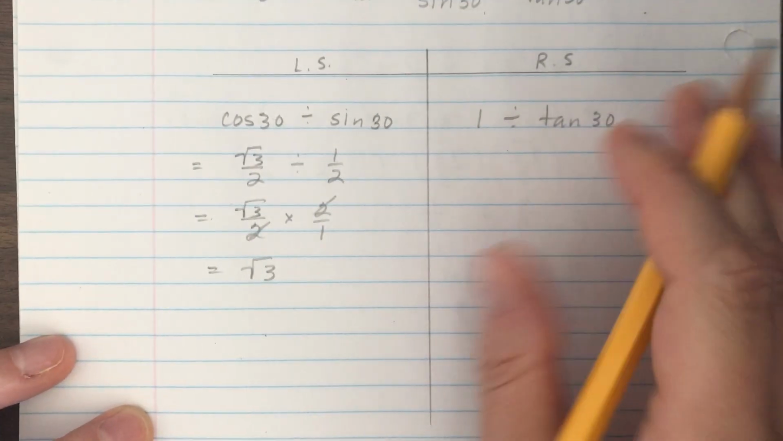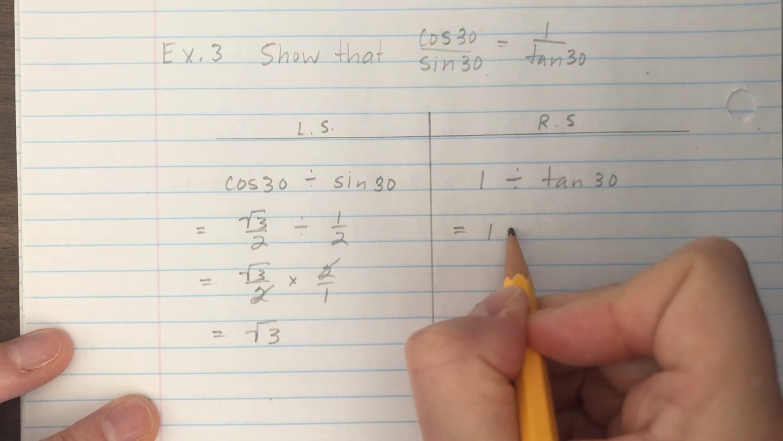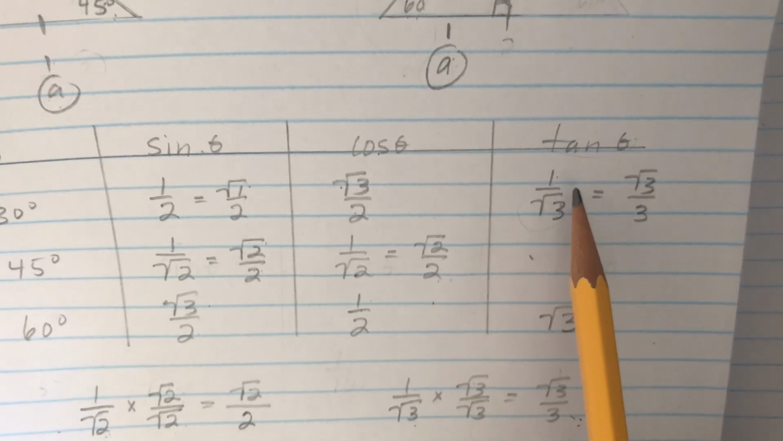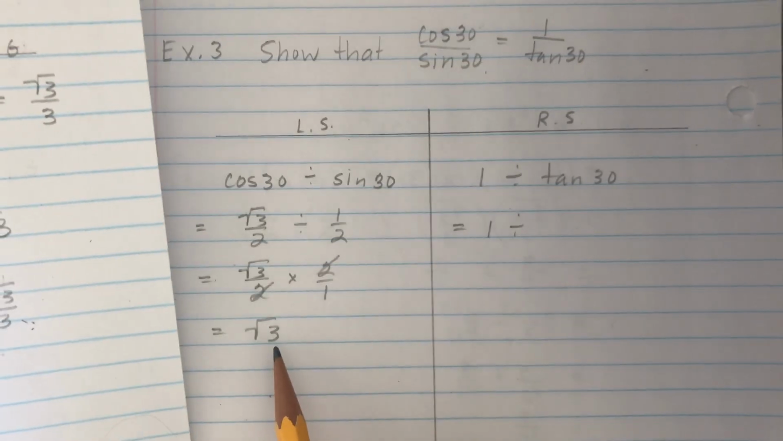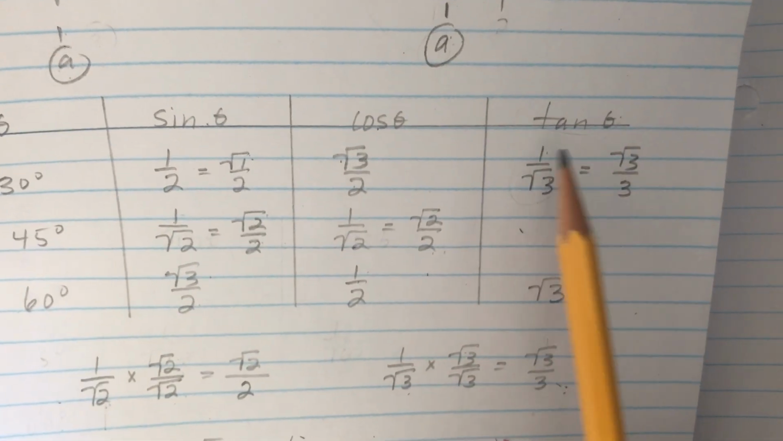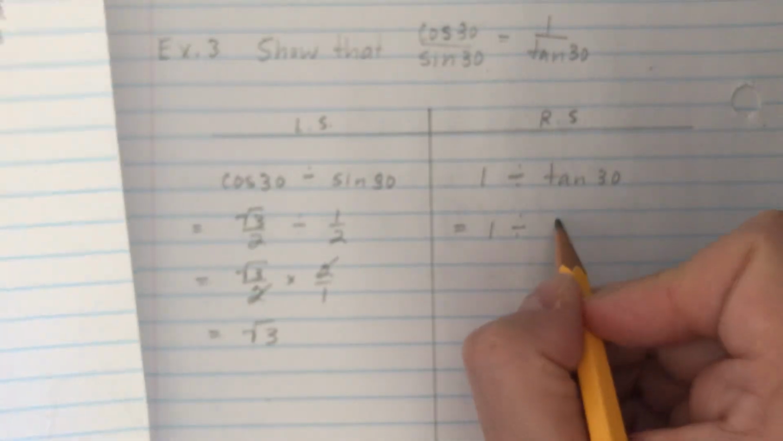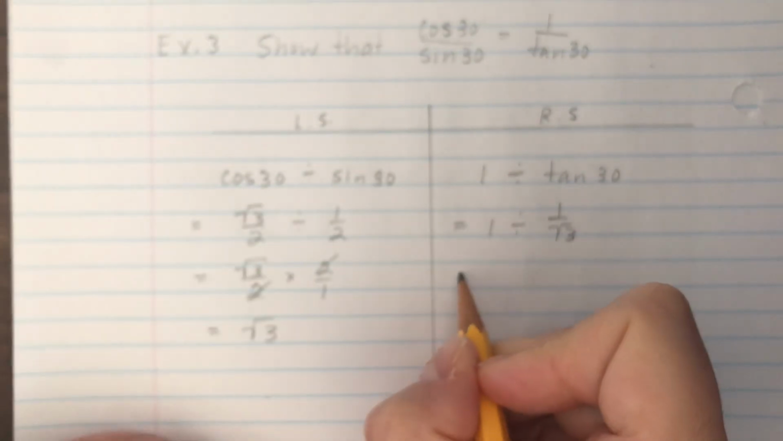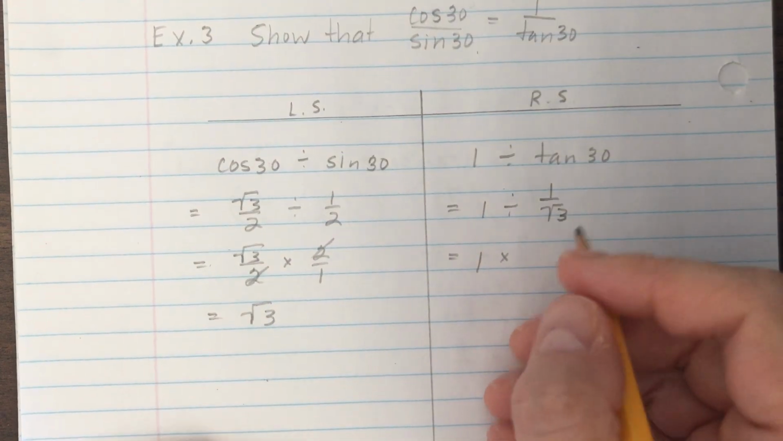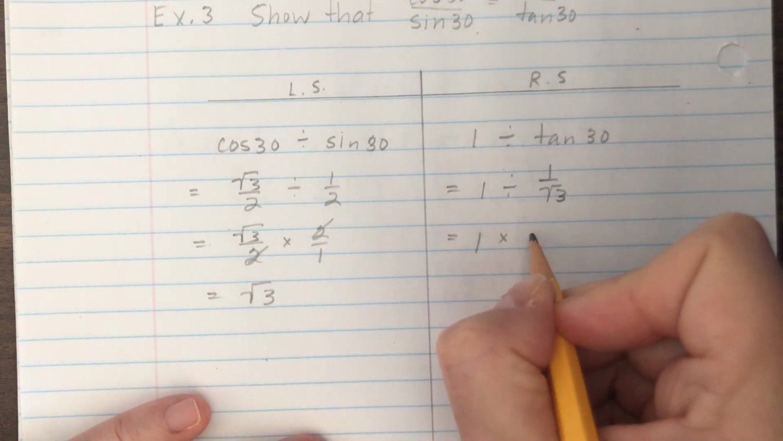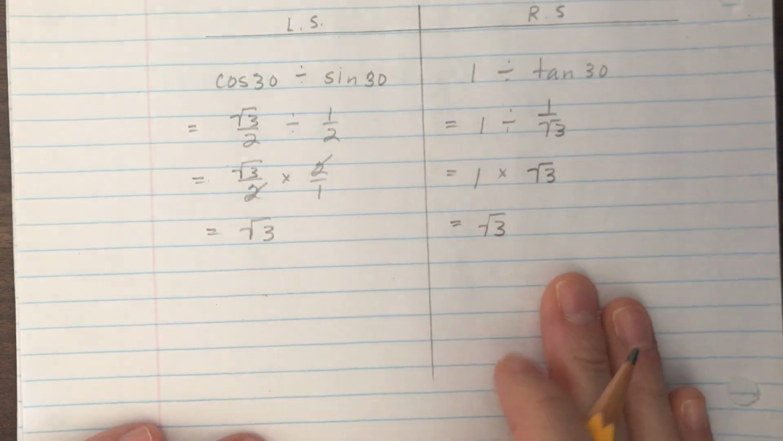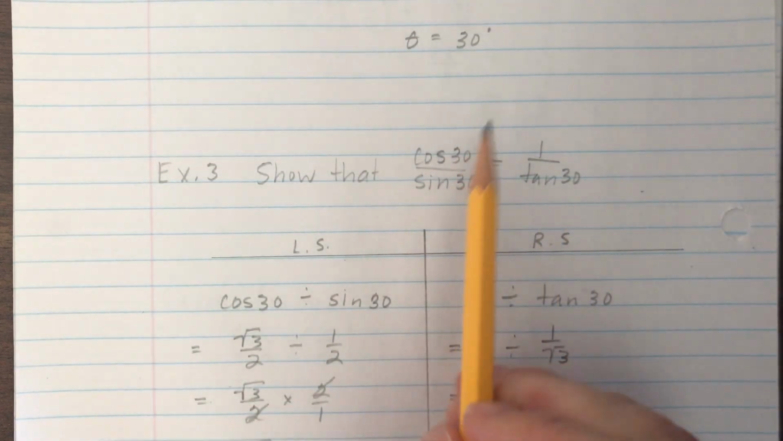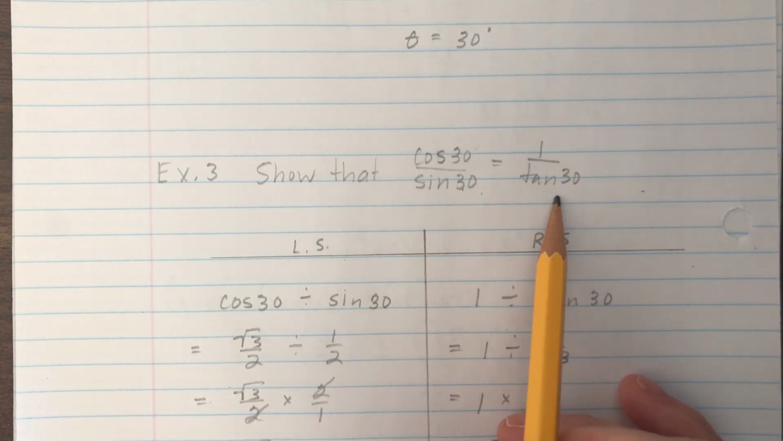On the right-hand side, I'm going to sub in for tan 30, root 3 over 3 or 1 over root 3. I know that my answer should be root 3, so I'm going to use this one, but you can use this one as well. Okay, so 1 over root 3. And I'm going to multiply by the reciprocal, which is simply root 3, giving me root 3. So I just showed that the left side is equal to the right side, so the expression cos 30 over sine 30 is equal to 1 over tan 30.